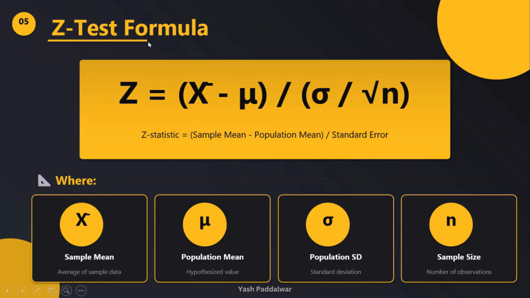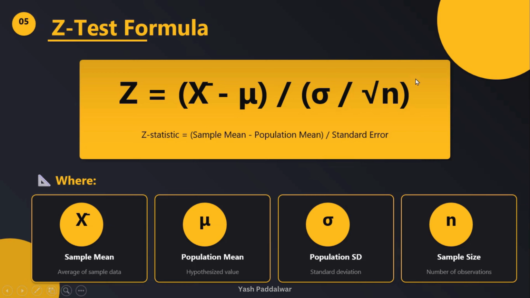Now let's have a look at the formula of Z test. The Z statistic is equal to x bar minus mu, where x bar is the sample mean and mu is the population mean, divided by, in brackets, the standard deviation divided by the square root of n, where n is the number of samples.